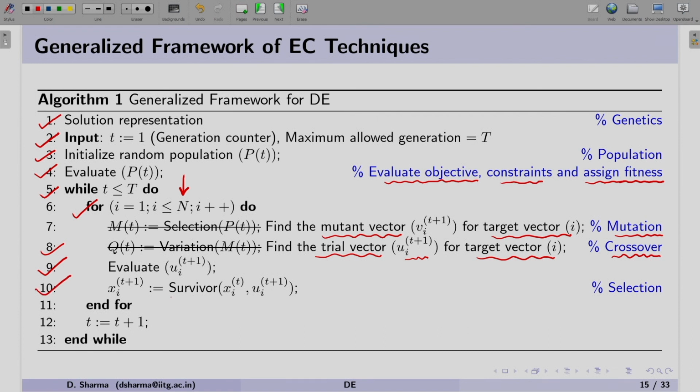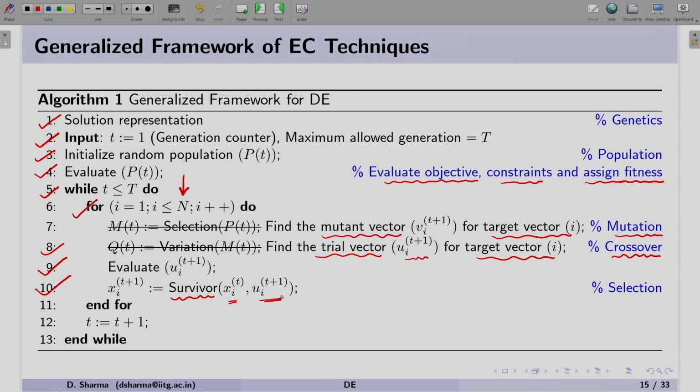Since a new vector is generated, in step number 9, we will evaluate this new vector, and in step number 10, we have the survival stage. This survival stage will be working on two solutions only, that is the target vector and the trial vector U i t plus 1. Whosoever is having a better fitness is selected for the next generation. And in step number 12, we increase the counter by 1, and the loop over the number of generations from 5 to 13 will terminate once the small t is greater than the capital T.